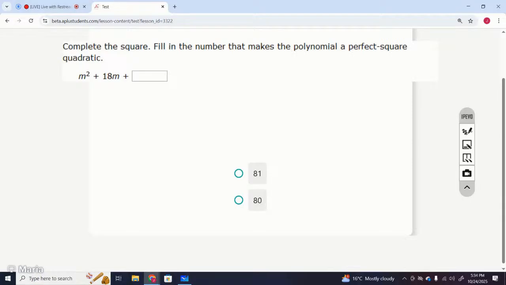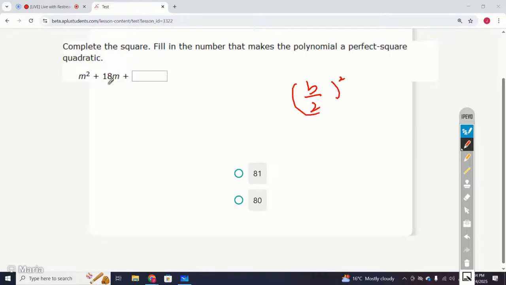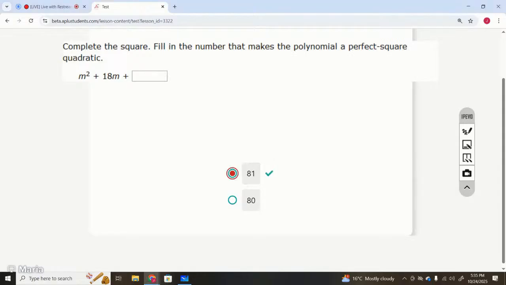m square plus 18m plus the missing number. You need to add b by 2 squared. b is 18, that is 18 over 2, that is 9 square. So 9 square it is, that is 81. Option number 1 is the correct option.